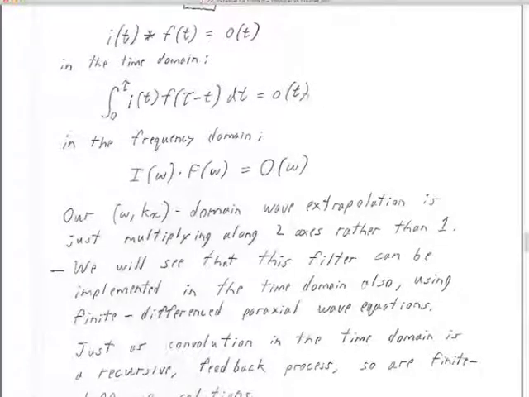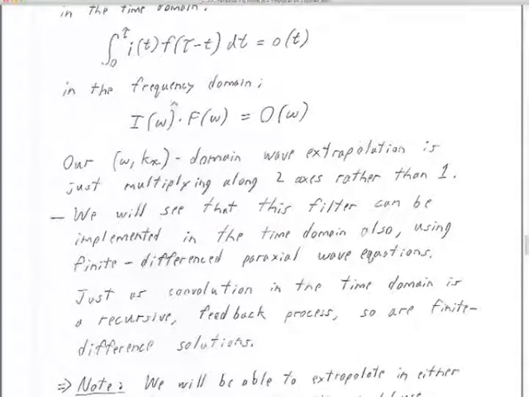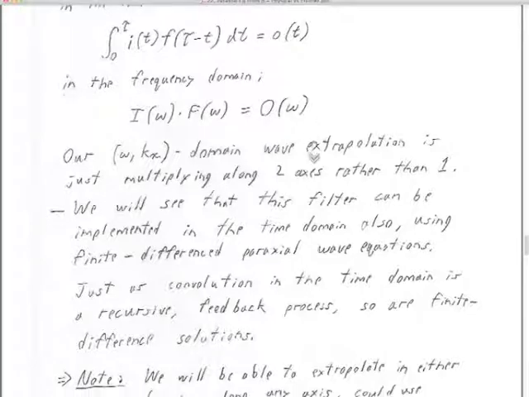Actually, this t here is a lag. I should have switched that. You go from zero to t on the integral, and everywhere I had t, I would put tau as the lag, and here where I have tau, I would put t instead. But anyway, that's just notation. In the frequency domain, this convolution is simpler. Frequency by frequency, we multiply the Fourier transform of the input by the Fourier transform of the filter, and that gives us the Fourier transform of the output.